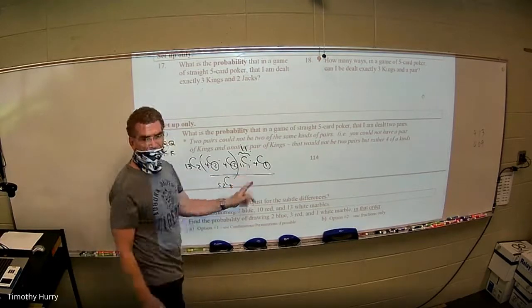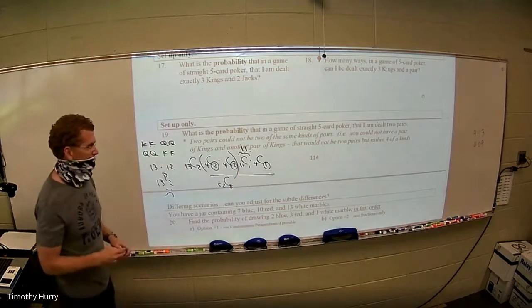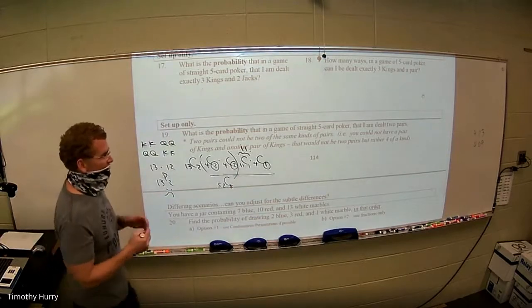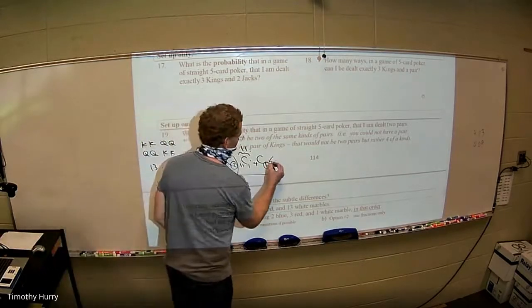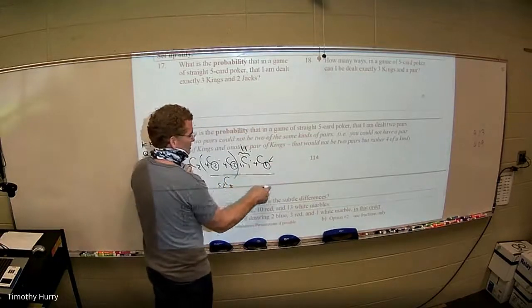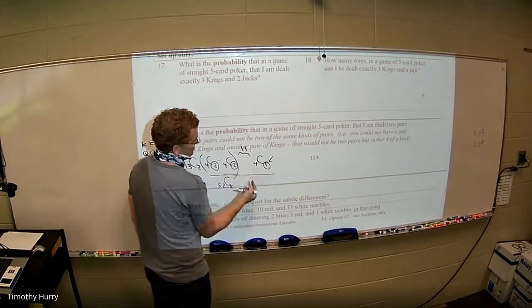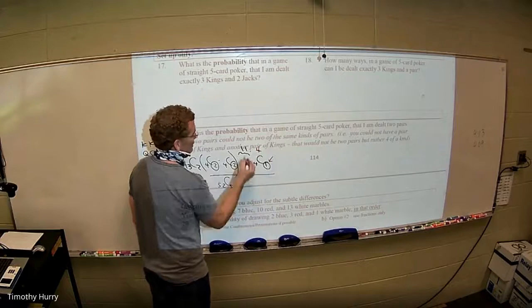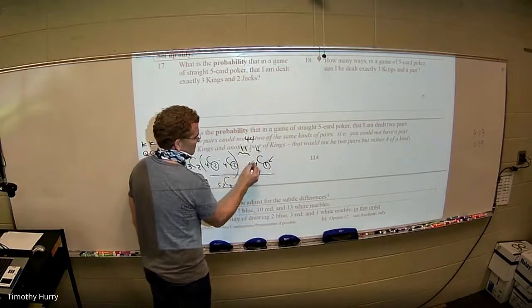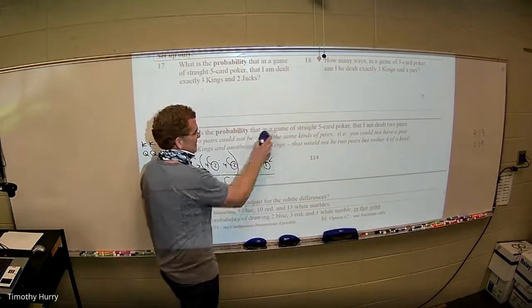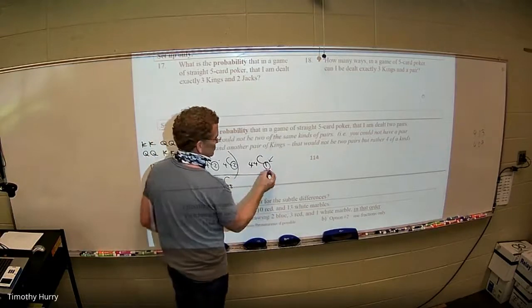Okay. But didn't you just say for that last bit, 44C1? In this case, you get a lot of freedom when you're picking one card. You could say 11C1, 4C1. You can say 11 times 4C1. You can say 11 times 4. You can say 44. You can say 44C1. They all mean the same thing, and it's primarily because there's 1 card there.